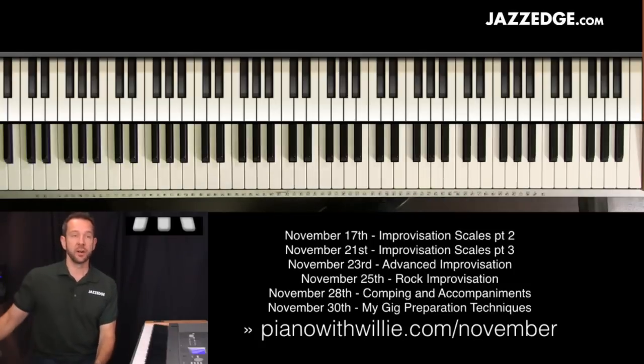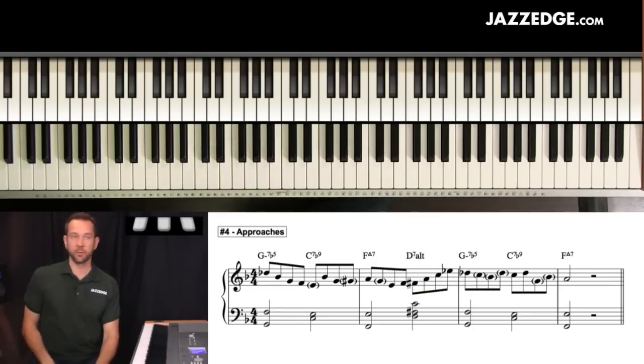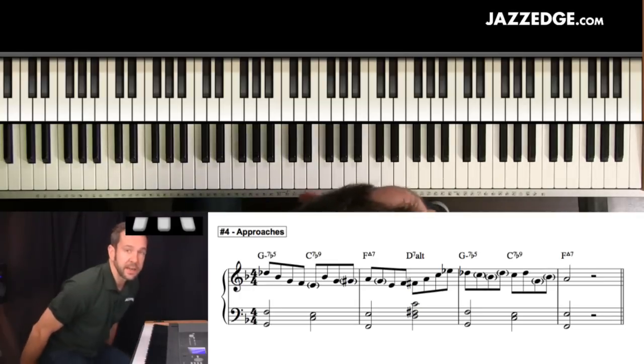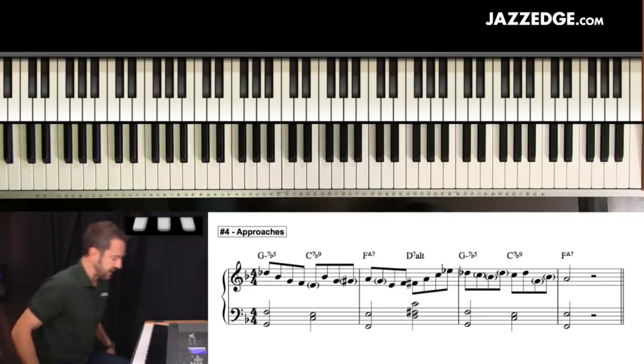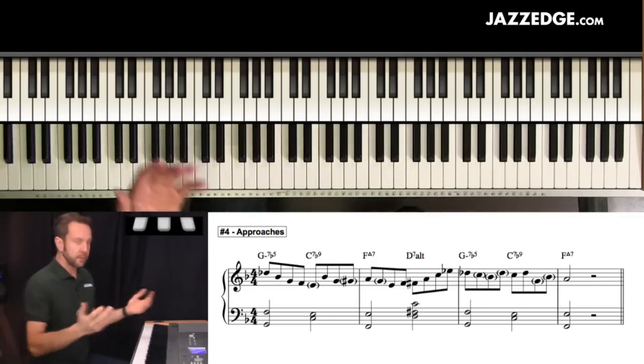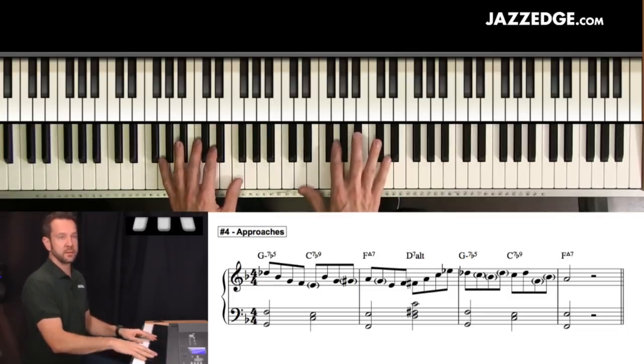Today we're going to be talking about advanced improvisation. Let me show you an example here of what we're talking about. So today we're gonna get into approaches. Now approaches are where, well, let me play it for you first, and then we'll discuss it.